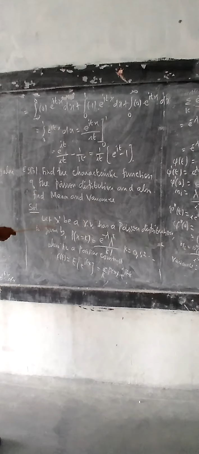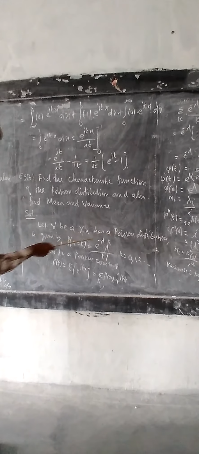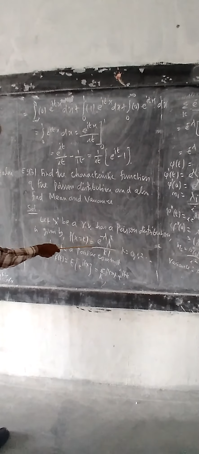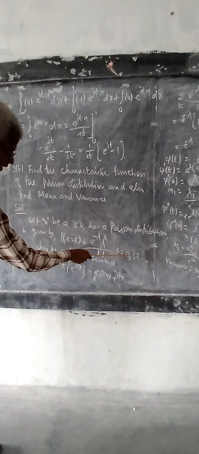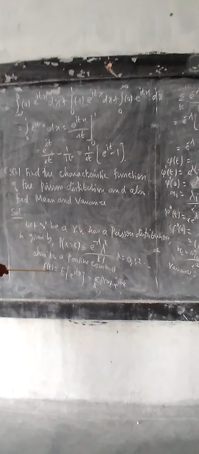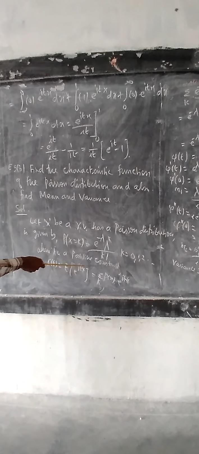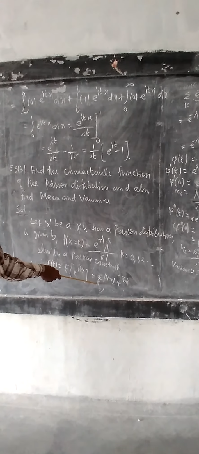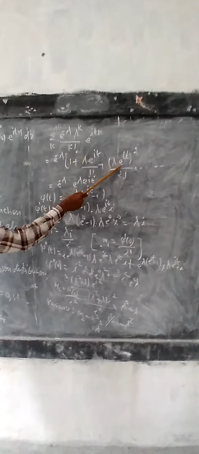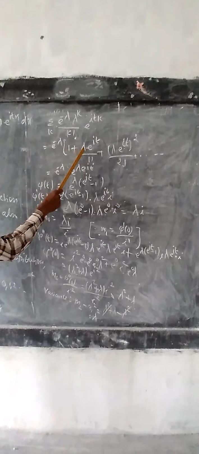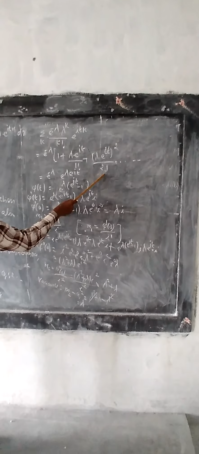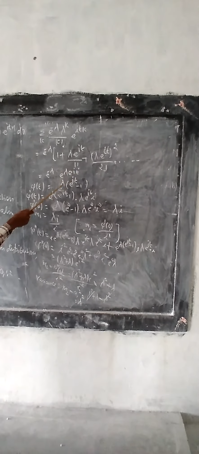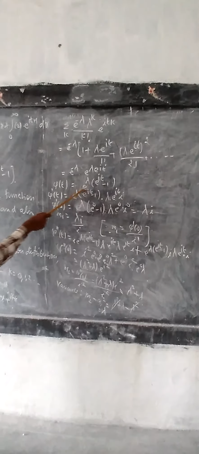The given random variable x has a Poisson distribution. Then P of x equal to k is e to the power of minus lambda, lambda to the power of k by k factorial. k takes values 0, 1, 2, and so on. For the characteristic function, the expectation of e to the power of itx equals the summation over k. Therefore you substitute the values 0, 1, 2. This is e to the power of minus lambda times 1 plus lambda e to the power of it by 1 factorial plus lambda e to the power of it whole squared by 2 factorial. This is the exponential series, so it is e to the power of lambda e to the power of it, with the e to the power of minus lambda factor. So this is the characteristic function of the given Poisson distribution.